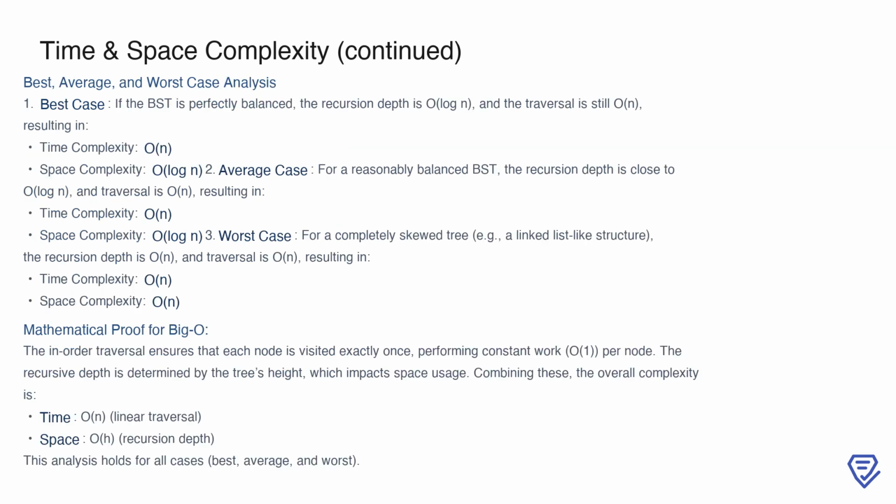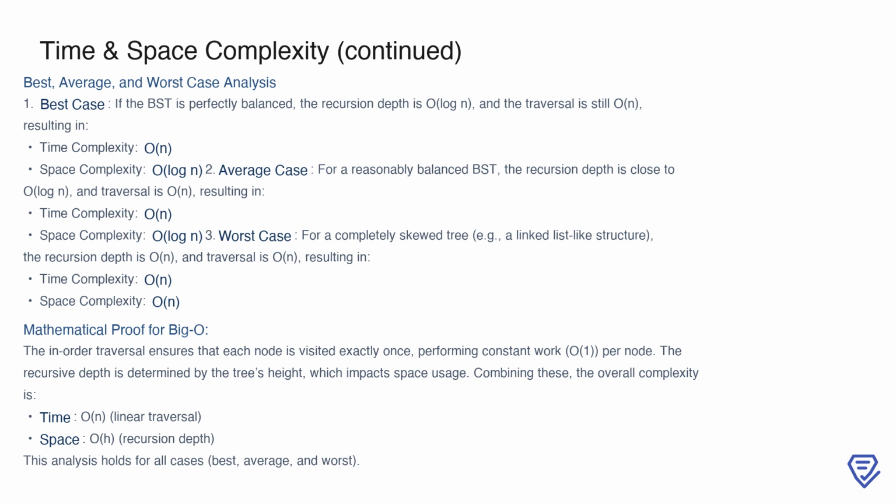Now, let's analyze the best, average, and worst-case scenarios. In the best case, where the BST is perfectly balanced, the height of the tree is O(log n). The traversal still takes O(n), because every node is visited once, but the space complexity for the call stack is O(log n). In the average case, with a reasonably balanced tree, the recursion depth remains close to O(log n), and traversal still requires O(n), resulting in the same time and space complexities as the best case.